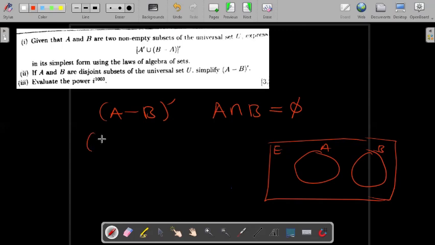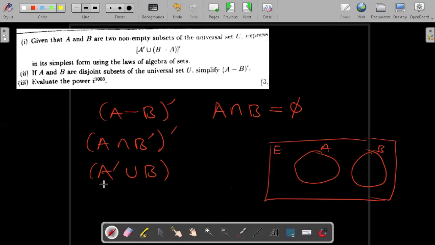Okay, I can simplify this to A intersect B, complement. Then I have the complement there. So I can distribute this complement and I'll just have A complement. This sign changes from intersection to union, then I'll have B like that. Okay, so A union B complement. So let me shade from my diagram here.